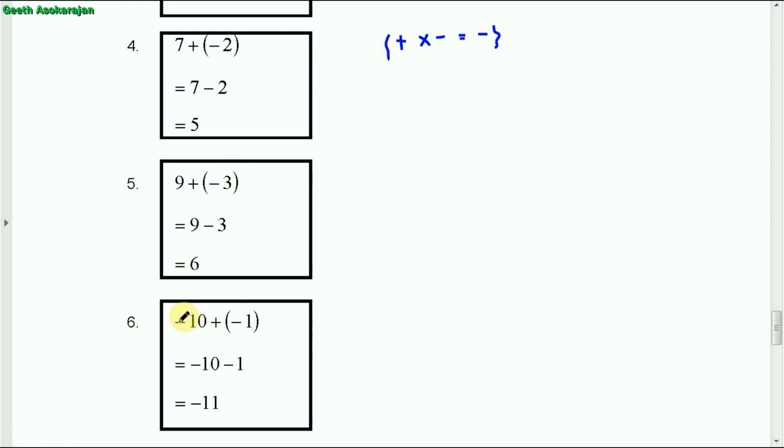Number 6. Minus 10 plus minus 1. So I have a minus 10. Plus times minus is minus. So minus the 1. And I have two numbers of the same sign. So let's add the numbers. 10 plus 1 is 11. And the sign, which is common, is minus. So minus 11.